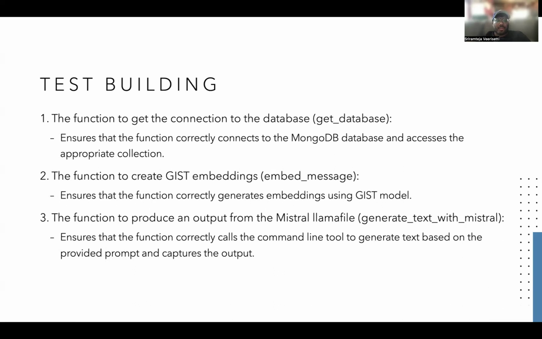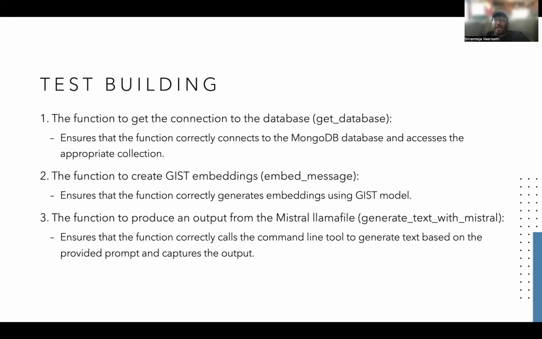That's very important so that my application can access relevant chunks within the MongoDB database for the RAG component of the model. Number two, I also created a function to test whether the embed_message function is properly working. That function is primarily used in order to generate those gist embeddings, which is very important for the RAG piece of the pipeline.